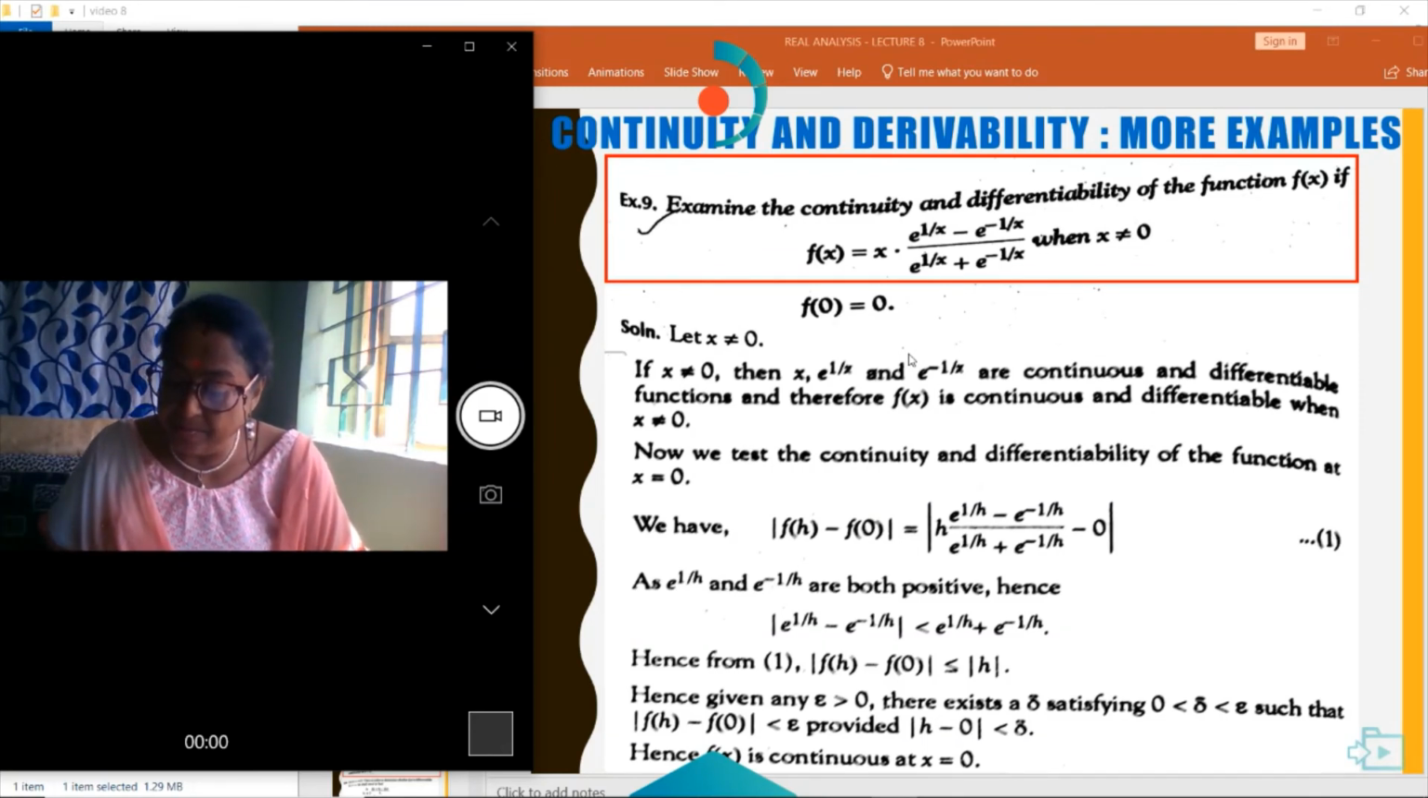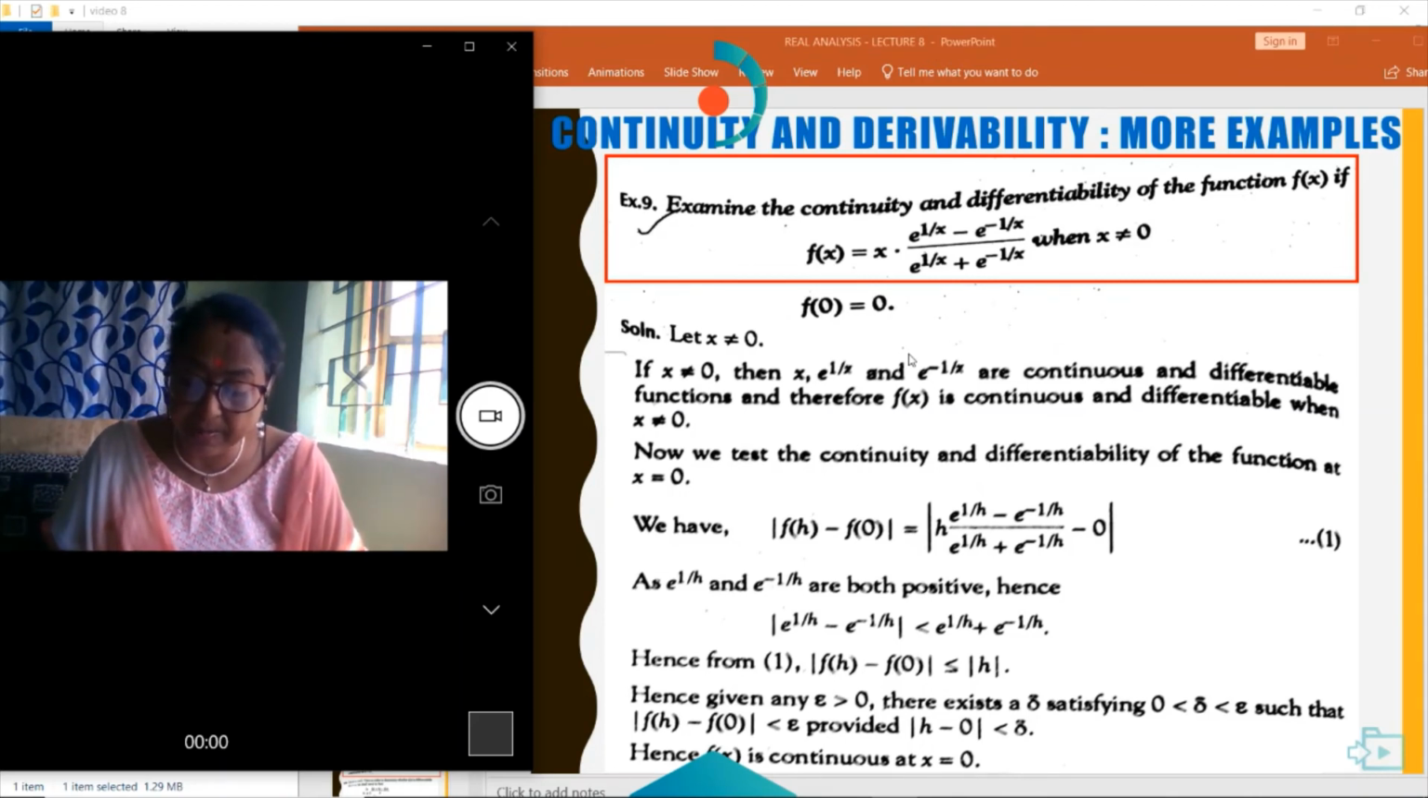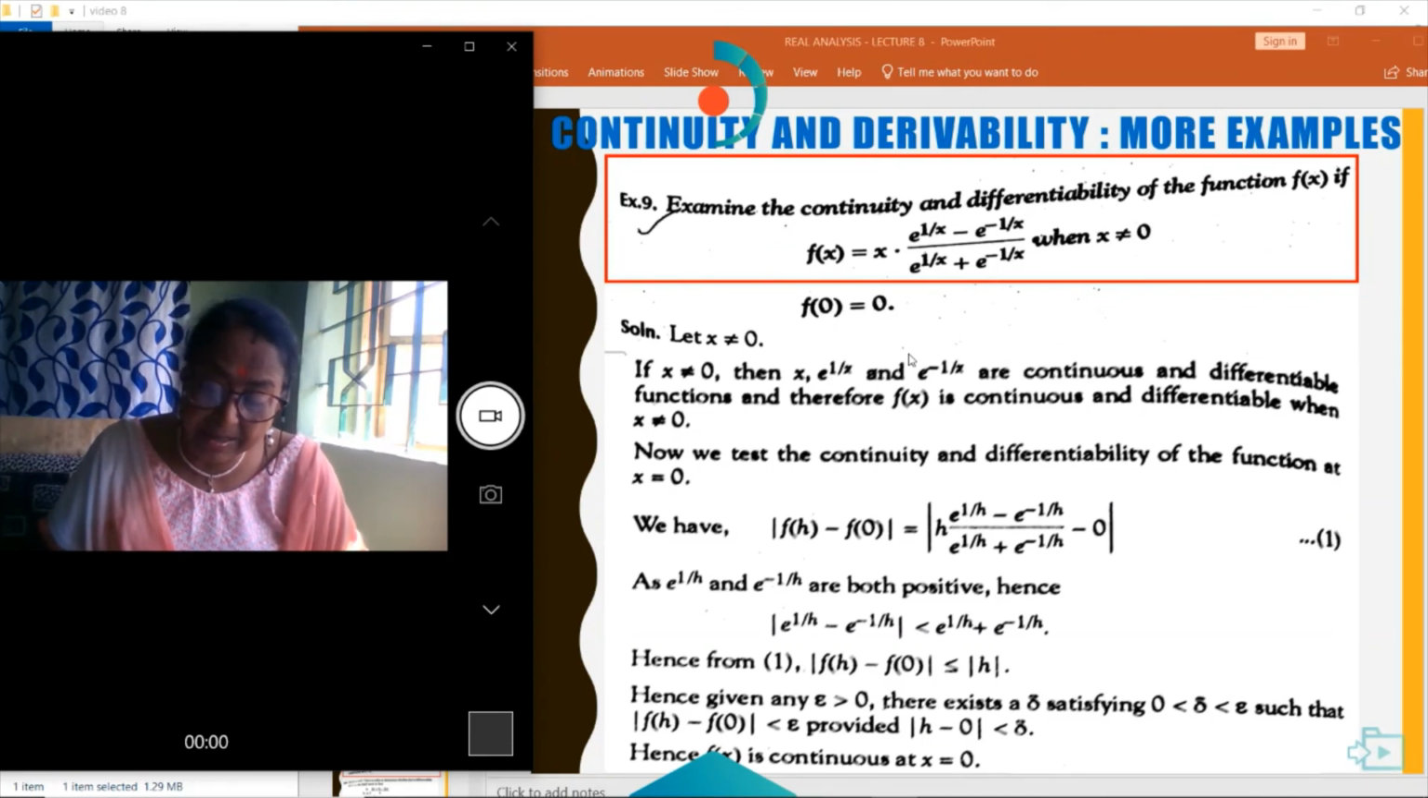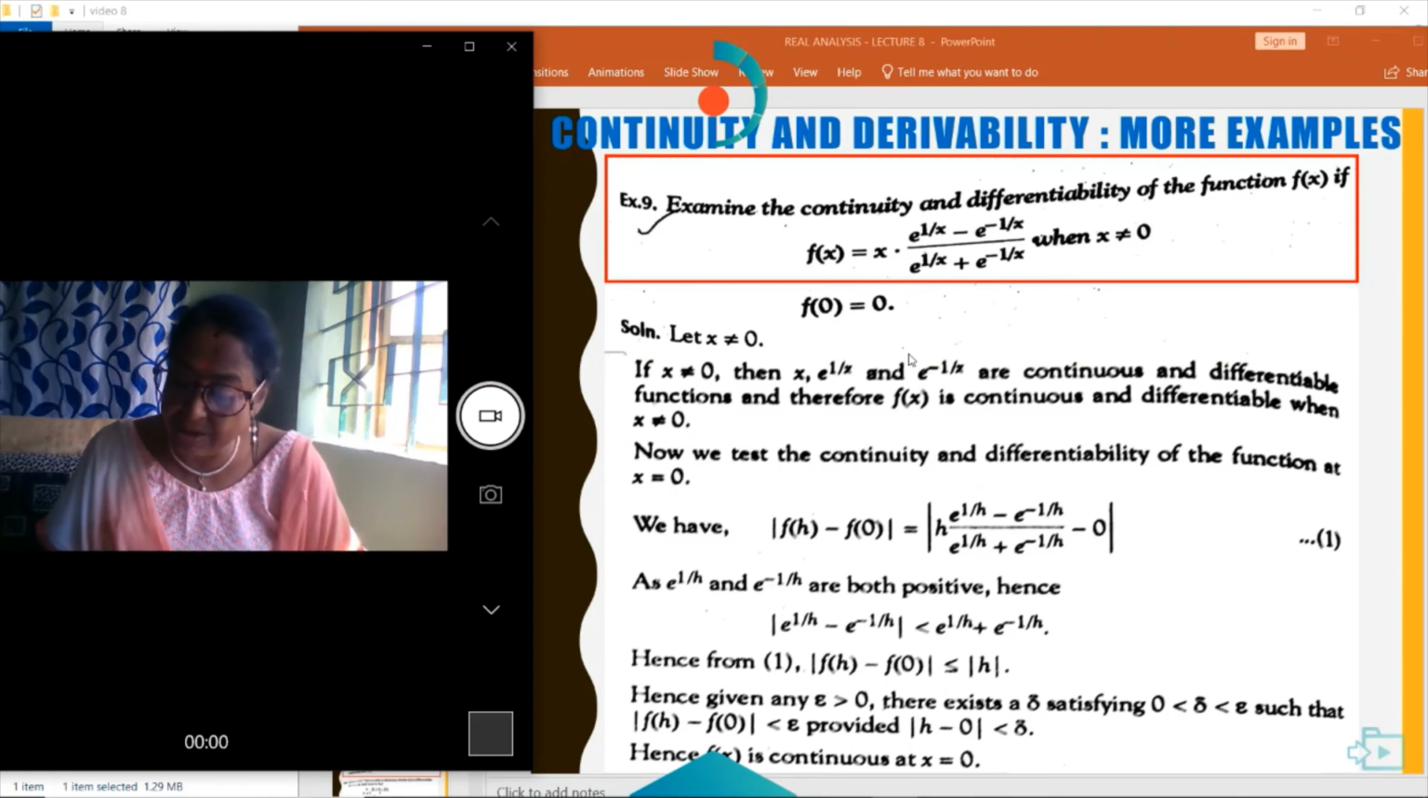Hence, for any given eta, by the condition of continuity, there exists a delta that lies between 0 and eta such that |f(h) - f(0)| is less than eta provided that |h - 0| is less than delta. Here f(x) is continuous at x equal to 0.